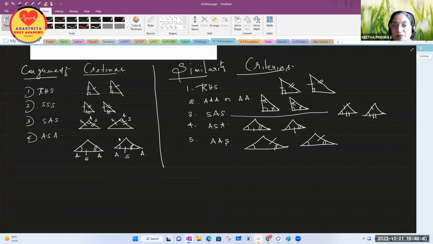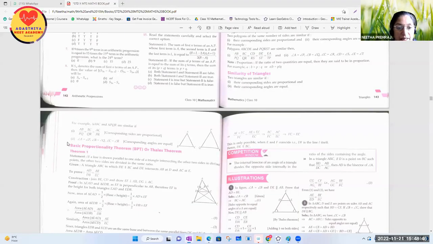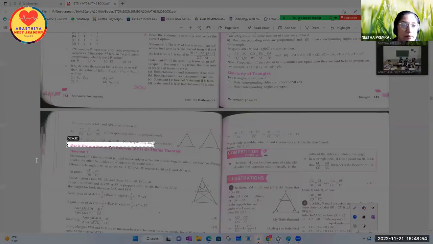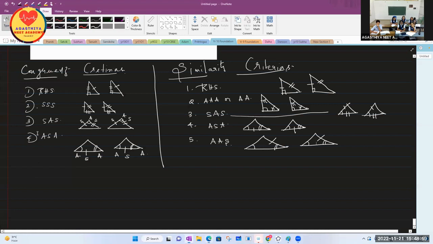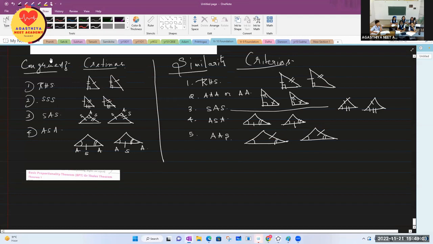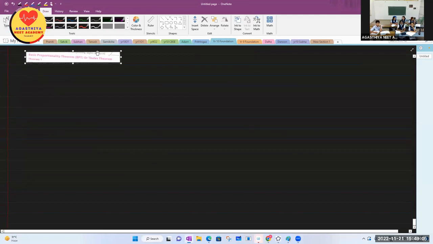Okay, next concept we are going to see is the basic proportionality theorem, that we can say BPT or Thales theorem. Have you ever heard this one? Yes, ma'am. Okay, what does the theorem say? A straight line drawn parallel to a side of a triangle divides the other two sides. We will see.